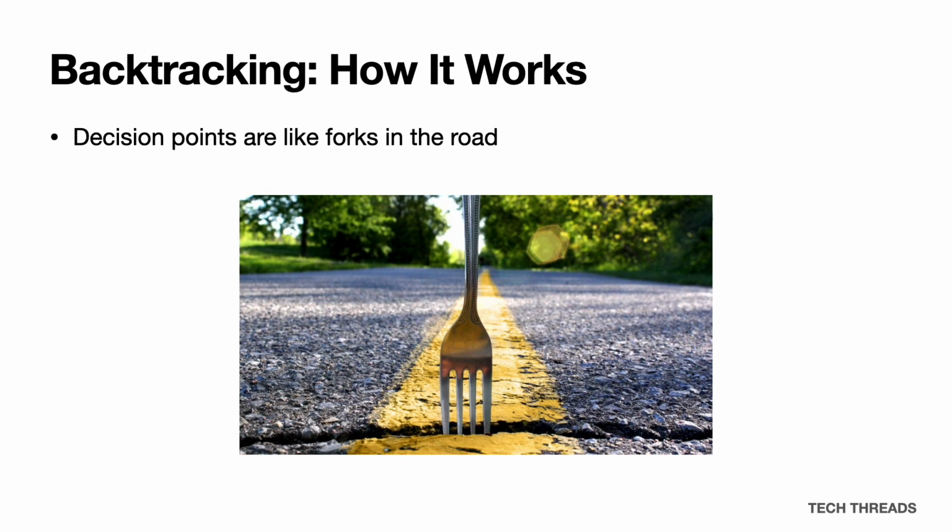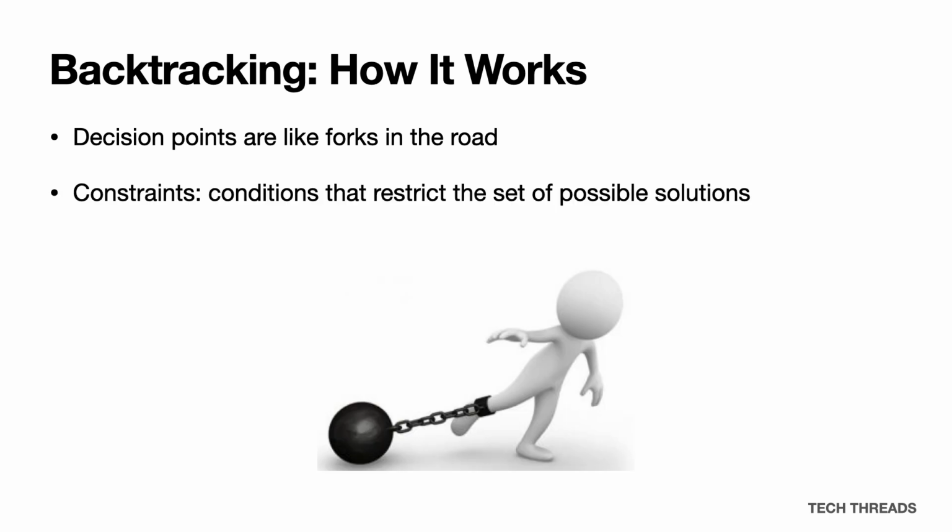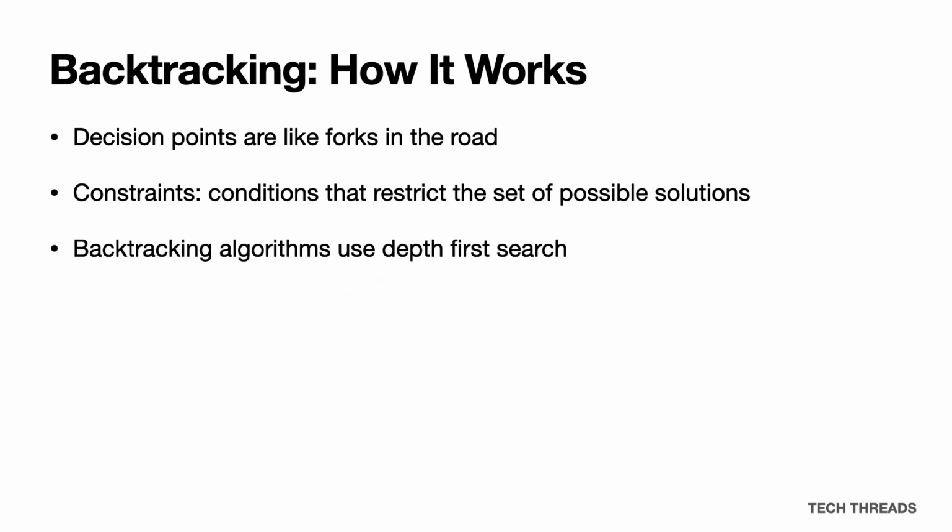decision points. We also have something called constraints, which are conditions that restrict the set of possible solutions. They tell an algorithm when it's reached a dead end and needs to backtrack back to the previous decision point and take another path. Backtracking algorithms use depth-first search, so explore right to the end of a path before going down a new one, and it uses recursion to explore all of these possibilities.